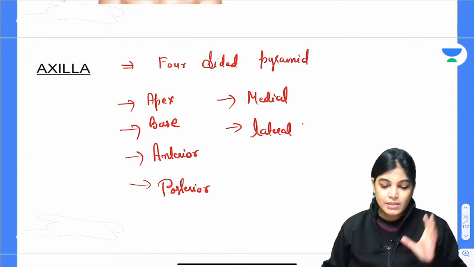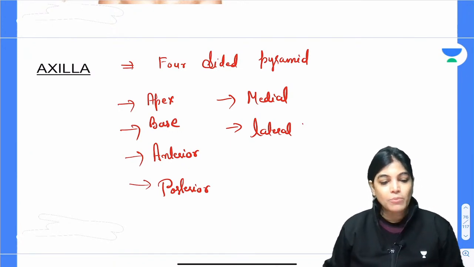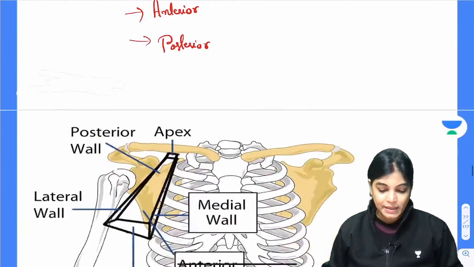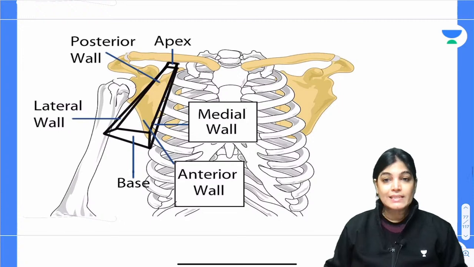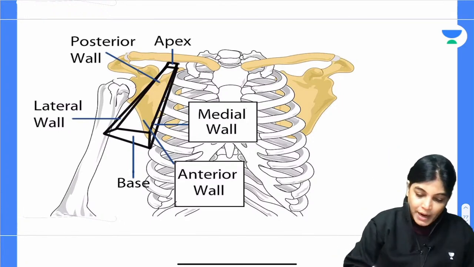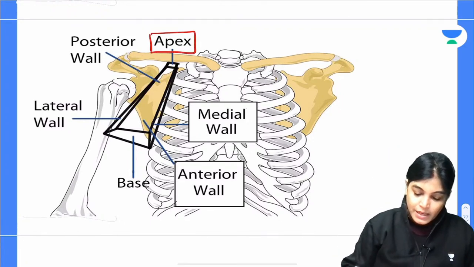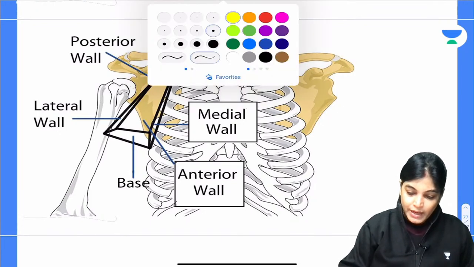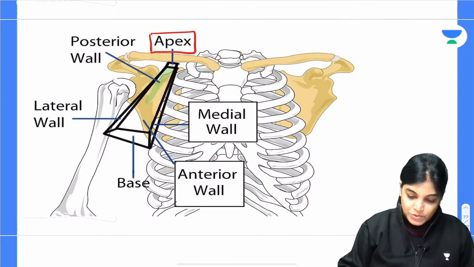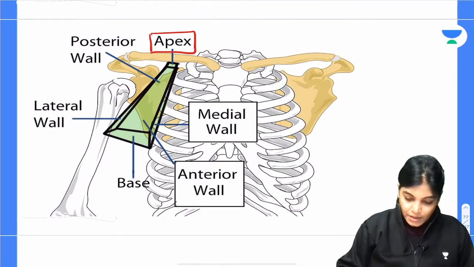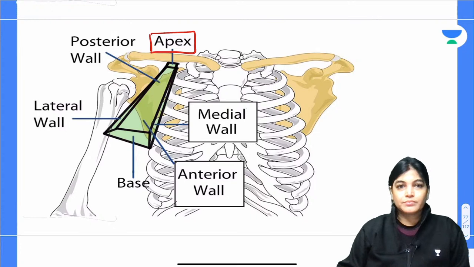Okay, so this is a four-sided pyramid. Now I want to elaborate each of these apex and boundaries in detail. So the first thing I want to explain is the apex. My dear aspirant, this is the apex, as you can see. First, you can appreciate this pyramidal shape structure, this whole space which you are seeing here. This whole pyramidal structure is the axilla.